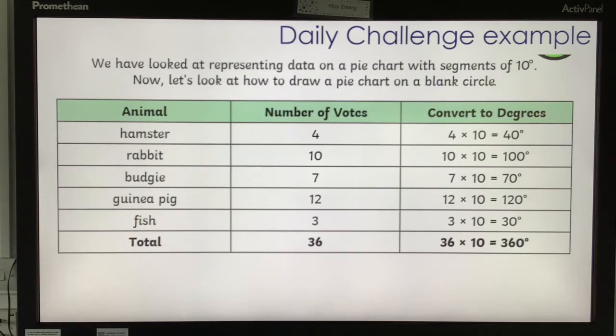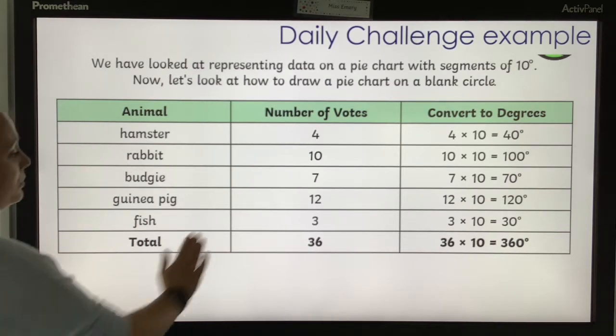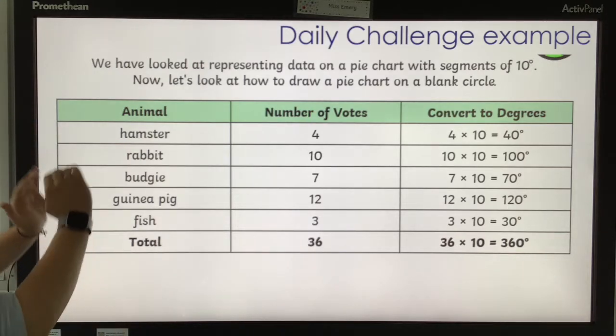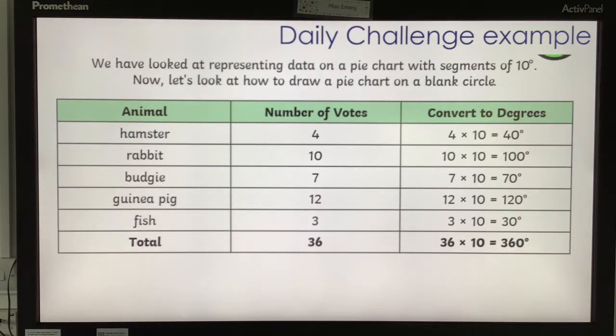So let's look, and I'm going to use the same data that we had in one of the videos previously at how to then convert that into a pie chart. So we worked out our degrees. We did that by knowing that our total was 36 votes, our total degrees were 360. We did 360 divided by 36 to work out what each individual vote was worth in degrees, and we worked out that each segment of the pie chart, one piece of data, one vote was worth 10 degrees. We then knew that for 4 hamster votes times our 10 degrees, we had 40 degrees for hamsters, etc.